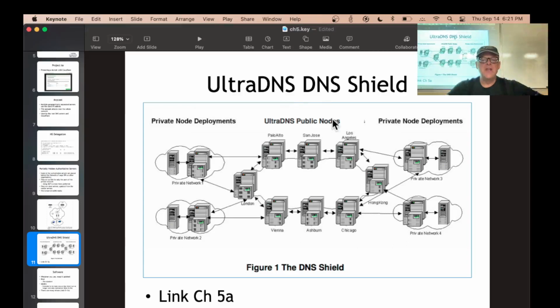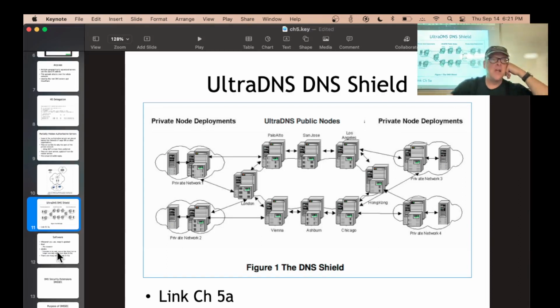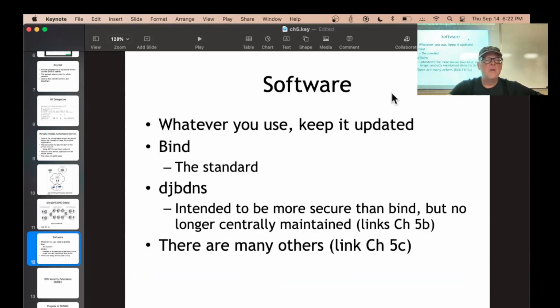And UltraDNS is another one that does this. They have private node deployments and public servers, and you subscribe to their service and then rent servers in various locations to protect them. It is a big deal. Many, many internet attacks involve taking down DNS. Not for the root of the DNS, but for one particular company. It's a common thing that gets attacked.